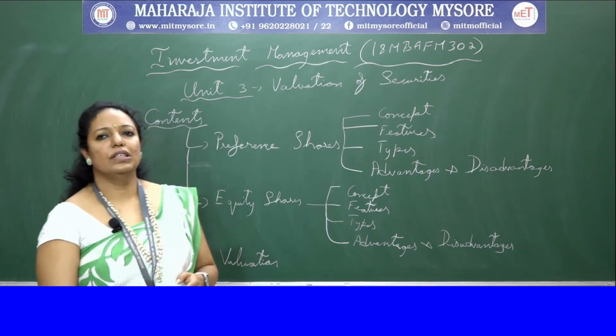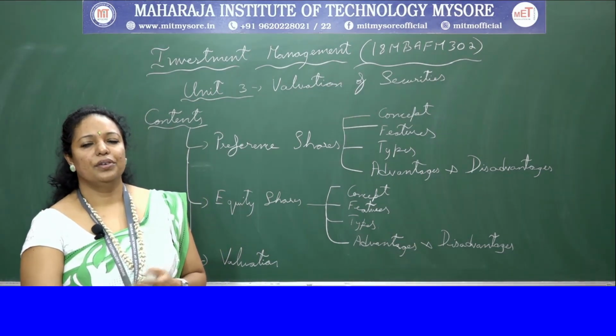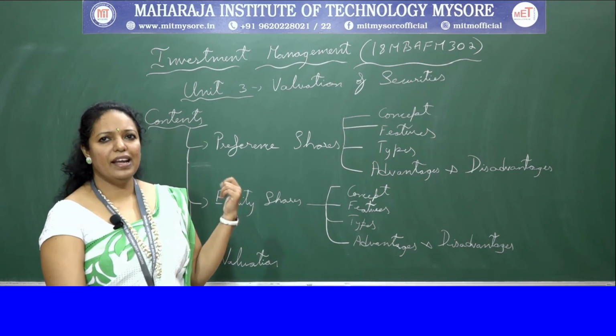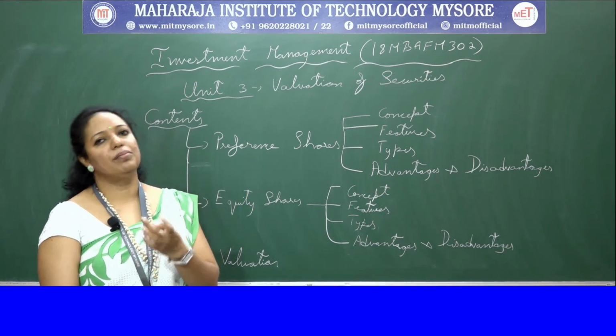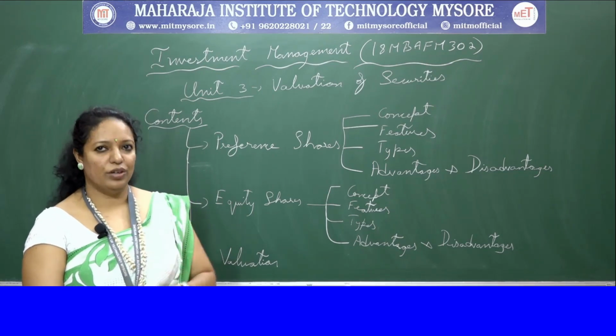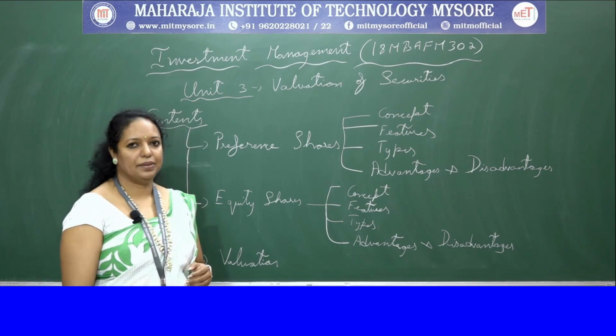Okay. So this concludes the theory of unit 3, and you have dividend valuation models, as I have said, constant growth model, two-stage model, multi-stage model and H model, which we have already discussed. The problems we will be doing later.